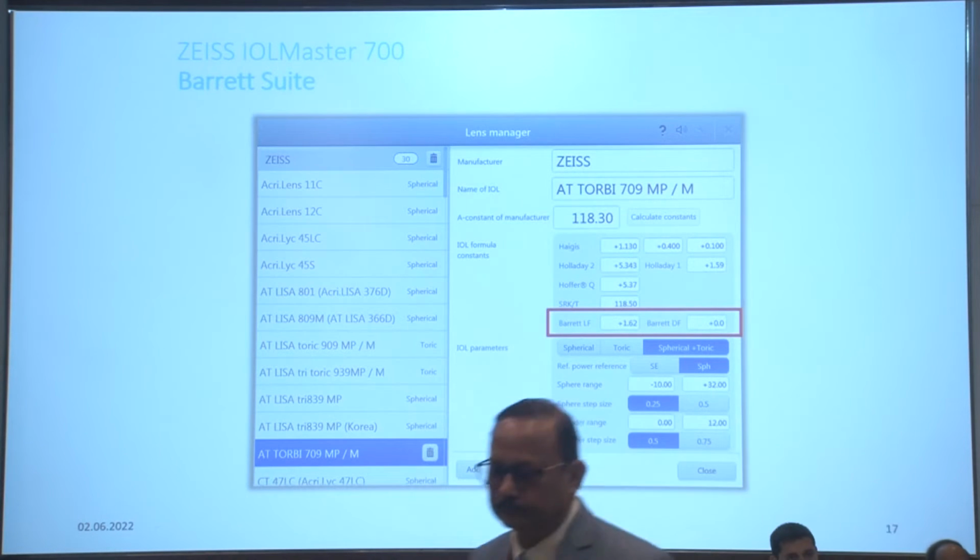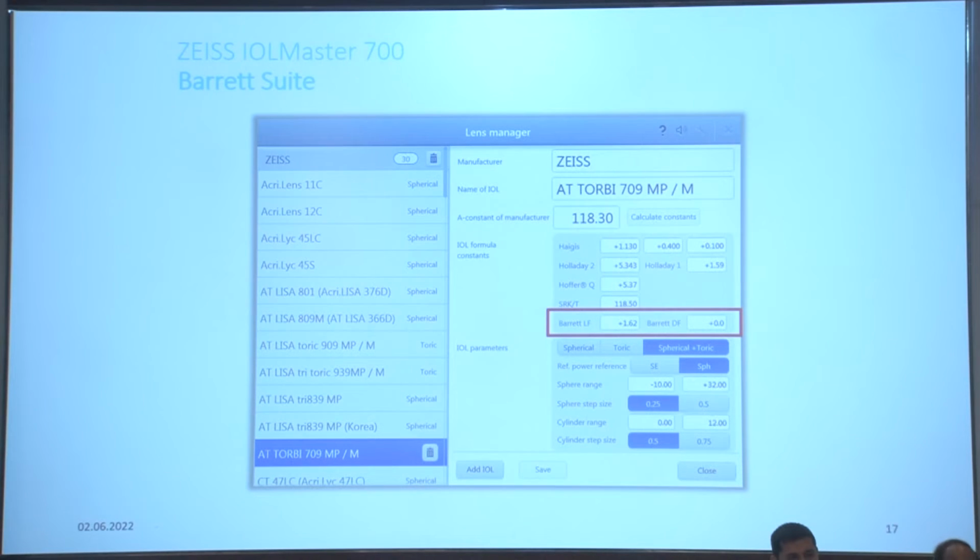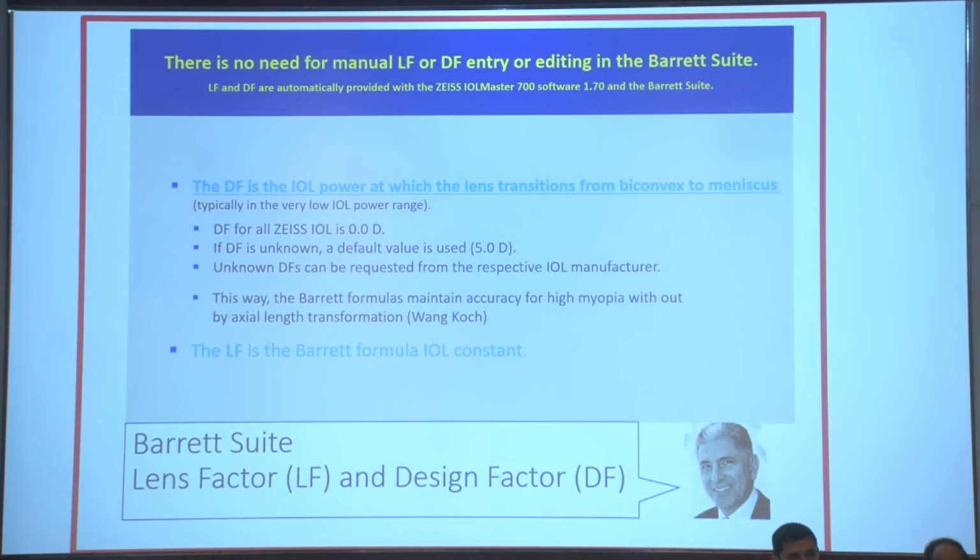The Barrett Suite also has two types of factors: one is the lens factor and one is the design factor. The lens factor is given by Barrett for the individual IOLs. But the design factor is very important because it gives the lens transition from biconvex to meniscus. So when you are operating on any patient who has extreme high myopia, the design factor has to be changed in the Barrett formula. This is inbuilt in the majority of the Barrett formulas.